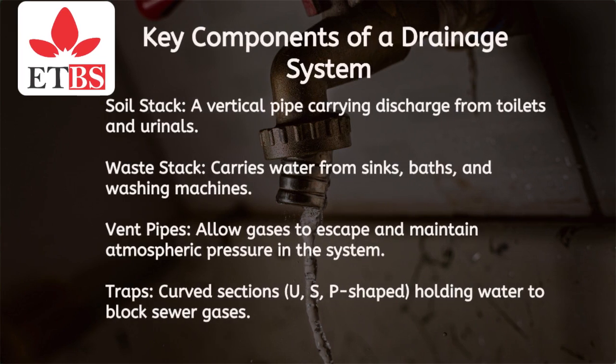3. Key components of a drainage system. Soil stack. A vertical pipe carrying discharge from toilets and urinals. Waste stack. Carries water from sinks, baths, and washing machines. Vent pipes. Allow gases to escape and maintain atmospheric pressure in the system. Traps. Curved sections, U, S, P-shaped, holding water to block sewer gases.